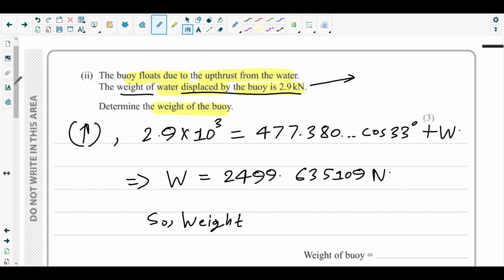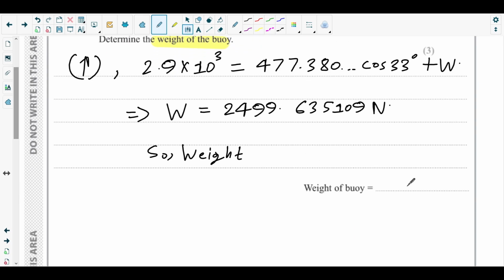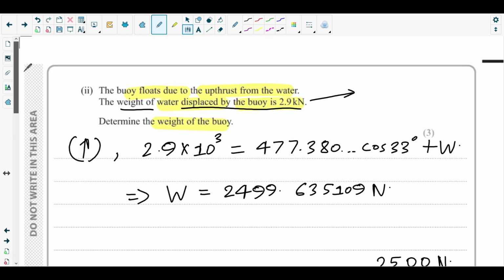The weight of the buoy, they have given a blank space here to write, so we can write it to three significant figures, which gives 2500 Newton. So we got the weight of the buoy: 2500 Newton. That's it.